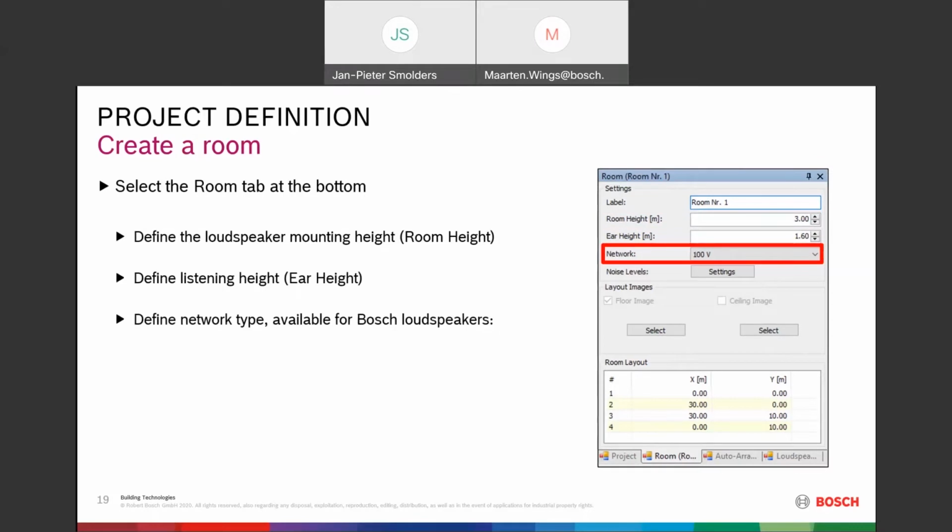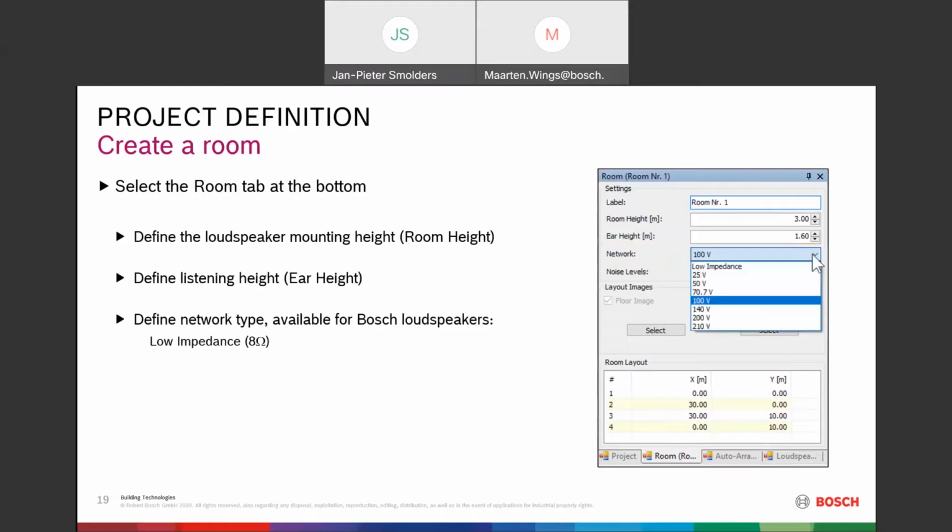Then you can define the type of network, the type of loudspeakers you're going to use. For Bosch loudspeakers, it's quite common to use 100-volt loudspeakers. But you can also select low impedance, like 8 ohm loudspeakers, or 70-volt or 100-volt loudspeakers, which we also have in our portfolio.